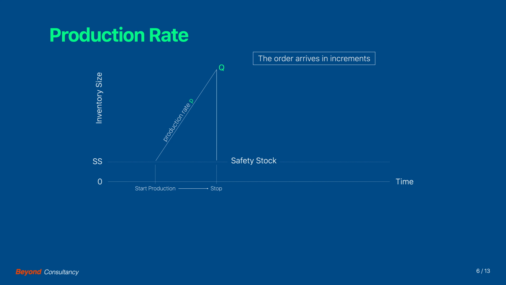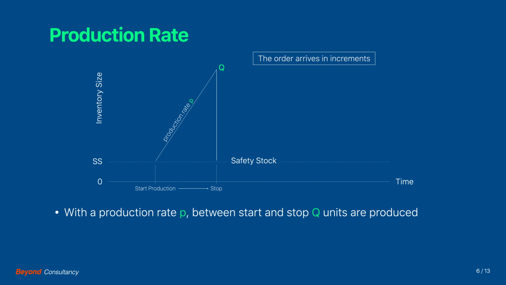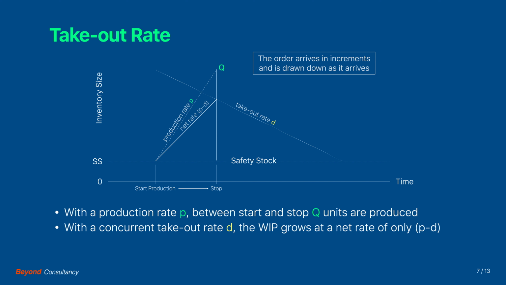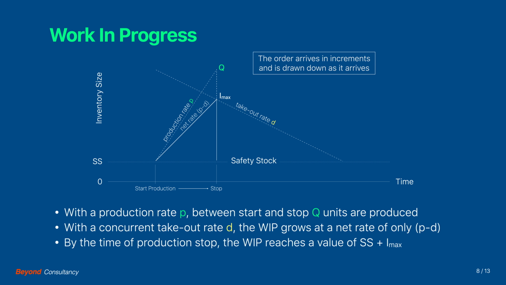This time diagram depicts the evolution of the number of units in the work-in-process buffer of the receiving process. On average, there will always be a number of units of safety stock available in the buffer. Assuming a production rate P, between production start and stop, Q units are produced. These units are drawn out as they arrive. If the takeout rate is D, the WIP will only grow at the net rate of P minus D. By the time the production stops, the WIP reaches a value of safety stock plus I max.